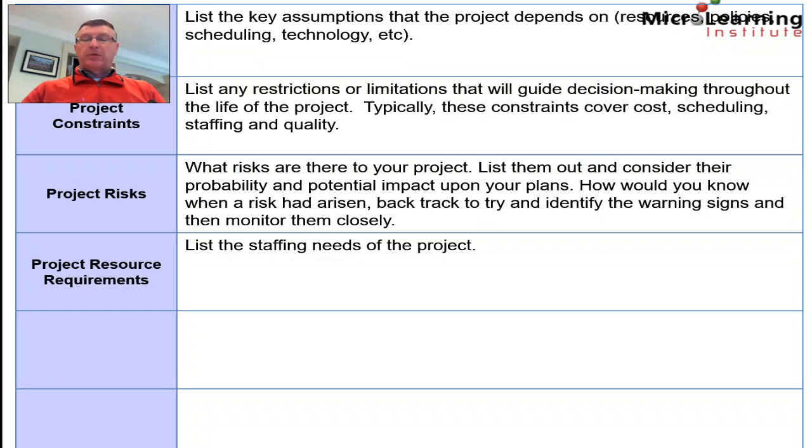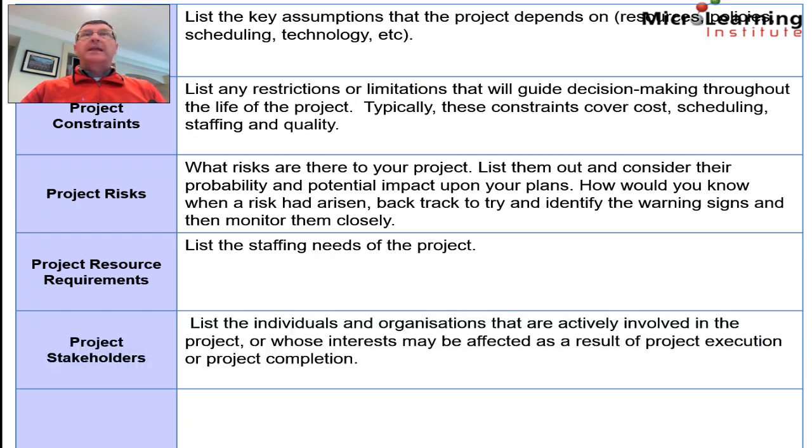Next, what are the project resource requirements needed on the project? So again, what are the staff needed? How many engineers, how many developers, etc. Who are the key stakeholders? And again, we want to identify particularly the key players who have the authority and the responsibility, and also the power and the interest to deliver this project successfully.